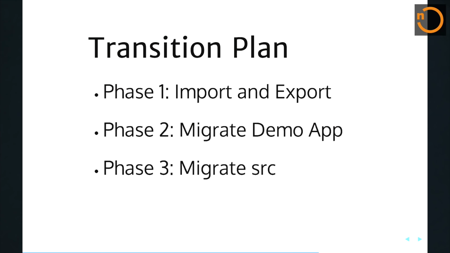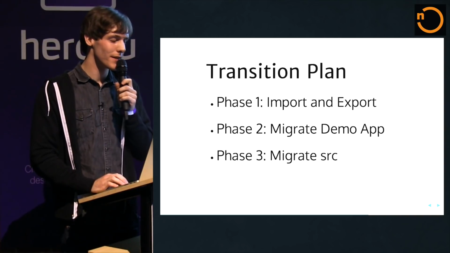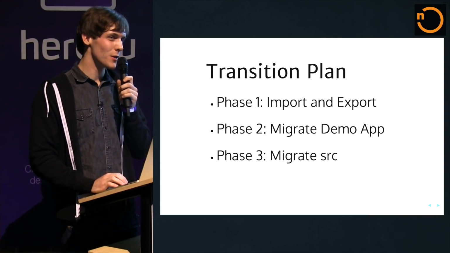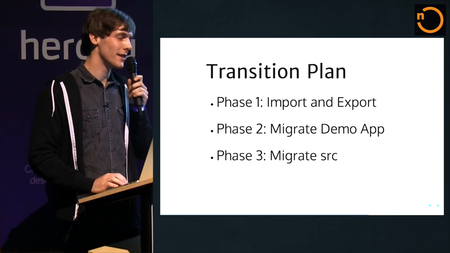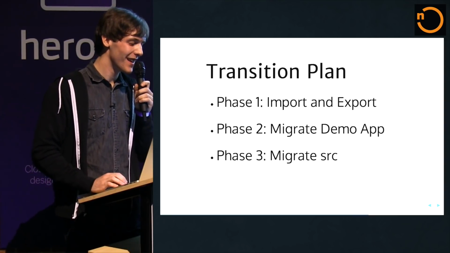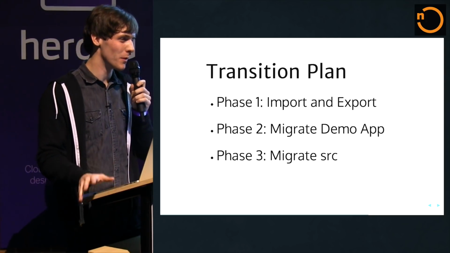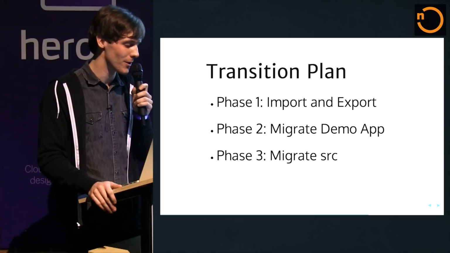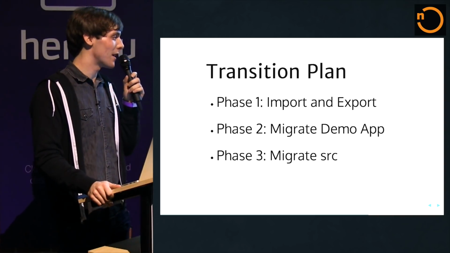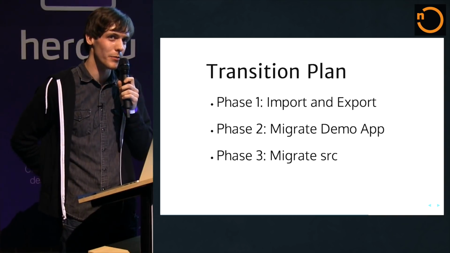So let's look at a transition plan, the first lesson we learned. We broke this down into three steps. Phase one, we're going to try to get Ember Table working as an add-on while doing as little work ourselves as possible. So we're going to try to import everything as a Bower dependency and just expose it as an add-on using the new add-on structure. In phase two, we're going to migrate the demo application, and then only in phase three, we're going to migrate the actual library to the new structure.